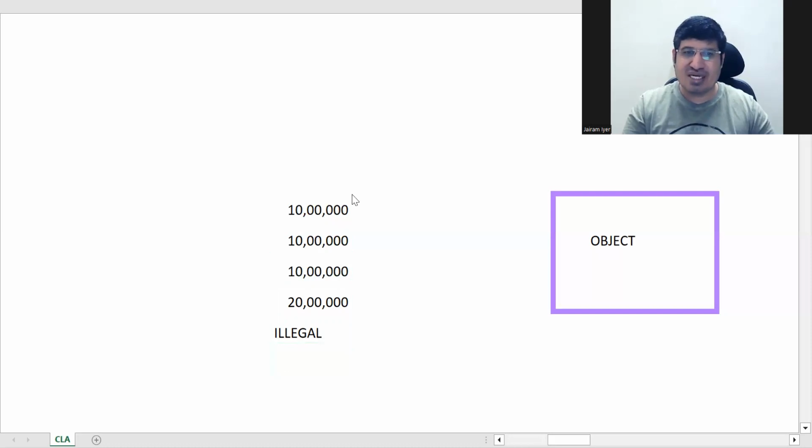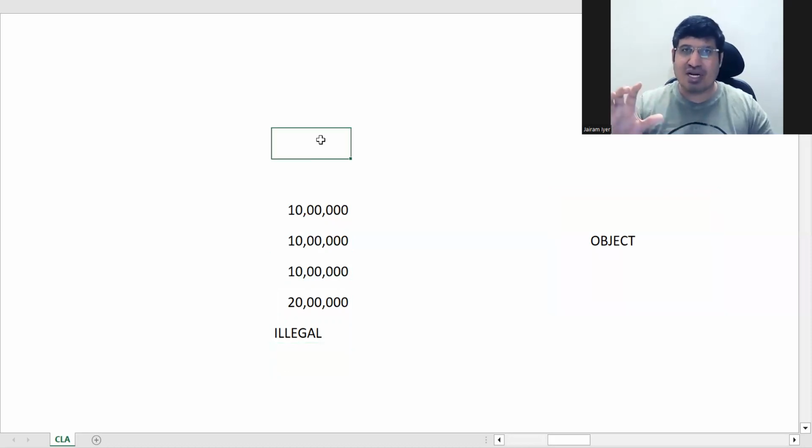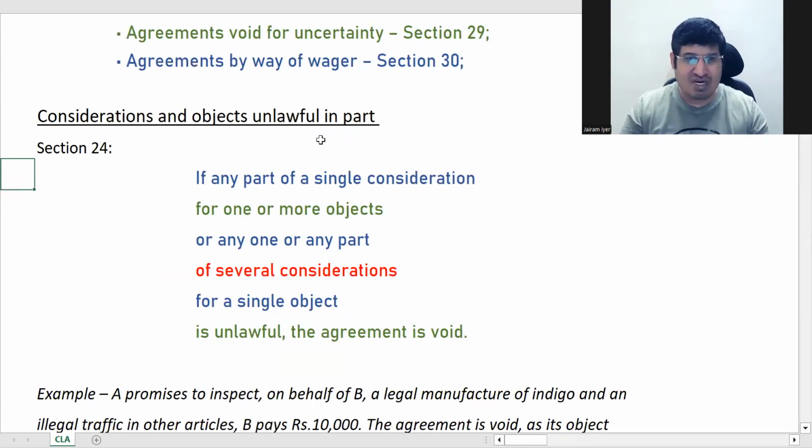You don't have to read that sentence also. Just remember it like this. One consideration for many objects: one object is illegal, void, whole thing void. Several considerations for a single object: but one consideration is illegal, whole thing is void. That's what it means.